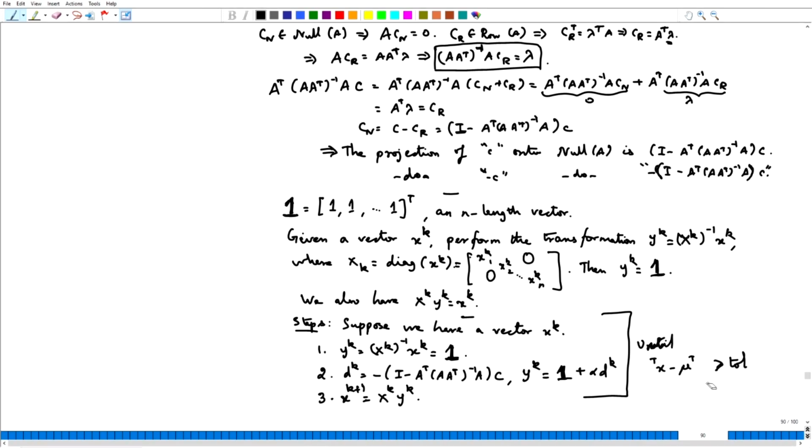So we can stop if, I should have written the modulus, the modulus of C transpose x minus mu transpose B is less than or equal to some tolerance, say 10 power minus 6. If it is greater than the tolerance, then continue doing the loop. When x and mu are such that the difference between C transpose x and mu transpose B is within some tolerance, then we stop. This is basically the idea.